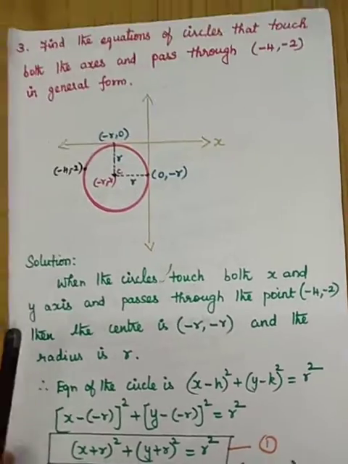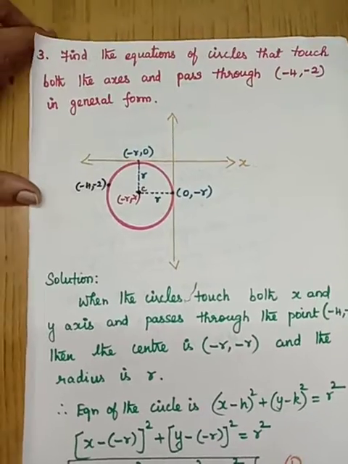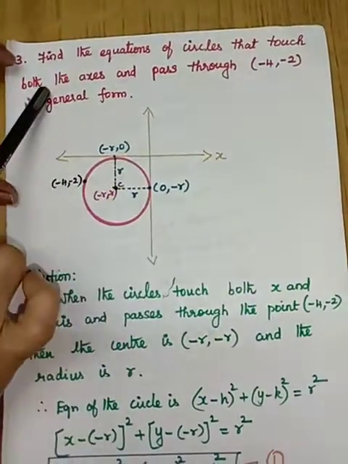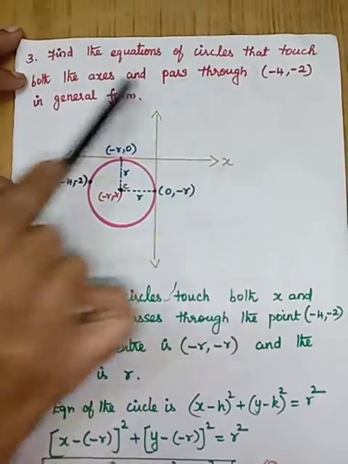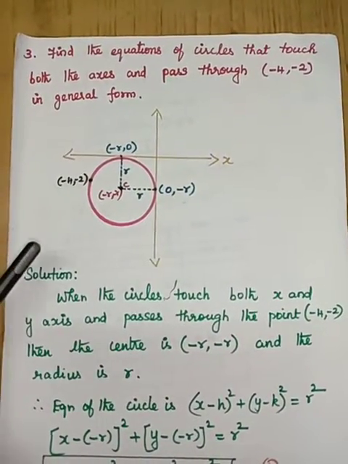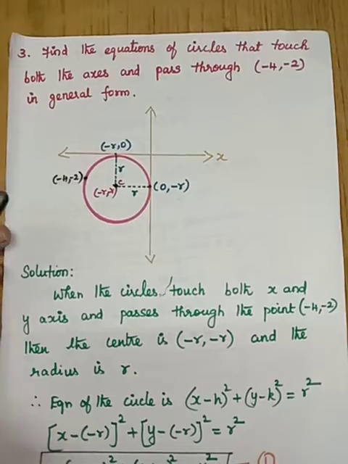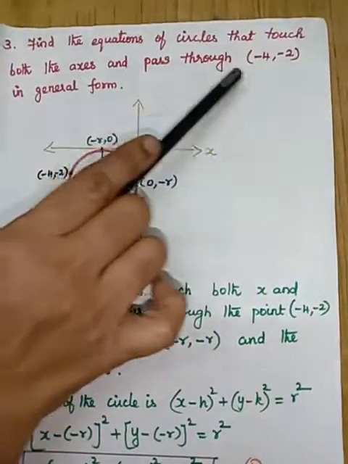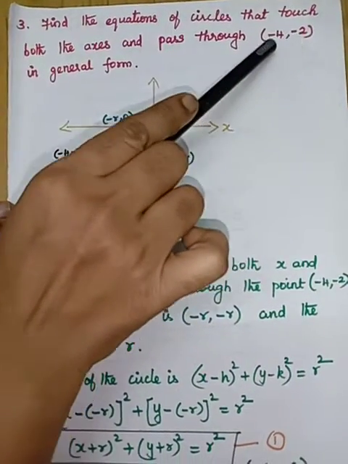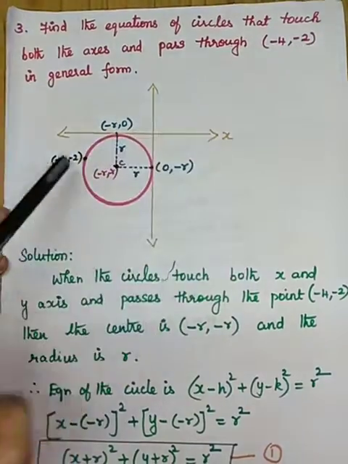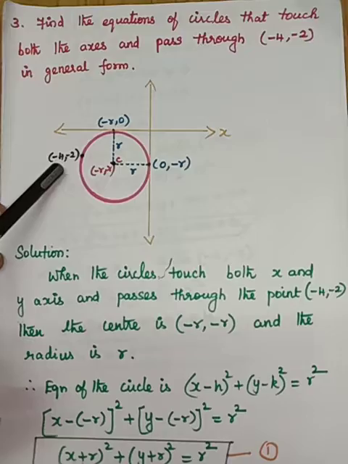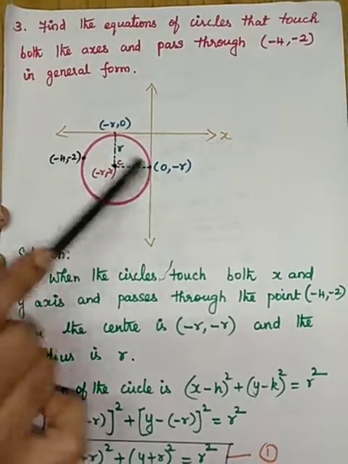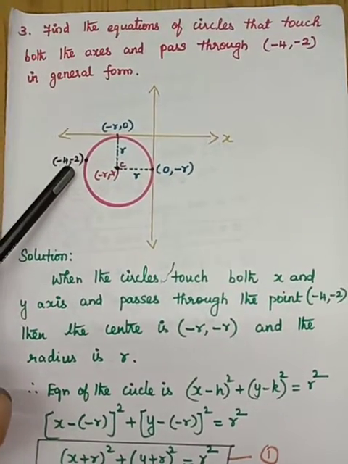Okay, so next one. Find the equation of the circles that touch both the axes and pass through minus 4, minus 2 in general form. See that roughly I have drawn the diagram. So the circle passes through minus 4, minus 2. In which quadrant does it lie? X is negative and y is negative. So I have taken the circle passes through minus 4, minus 2.